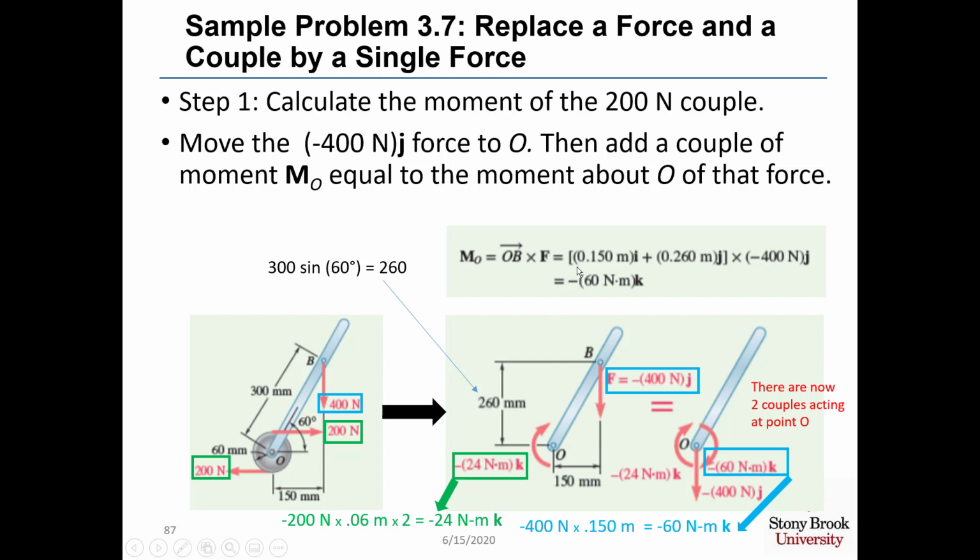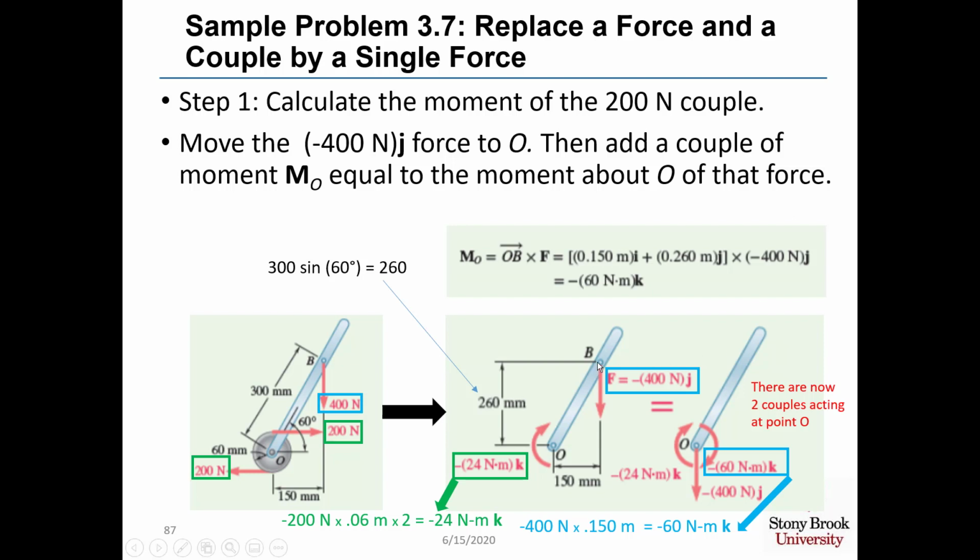Vector OB is 0.15 meters times I plus 0.26 meters times J. The J value is obtained from the fact that 300 millimeters times the sine of 60 degrees gives the Y distance between point O and point B. When we take OB crossed with F, we have 0.15 meters in I crossed with minus 400 newtons in J, which gets minus 60 Newton meters in K. And the second term, which is 0.26 meters in J crossed with minus 400 newtons in J, is 0 because J cross J is 0.